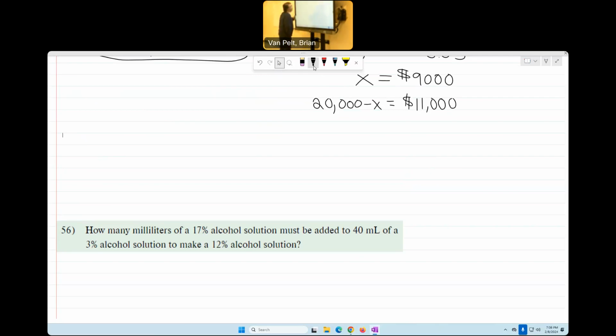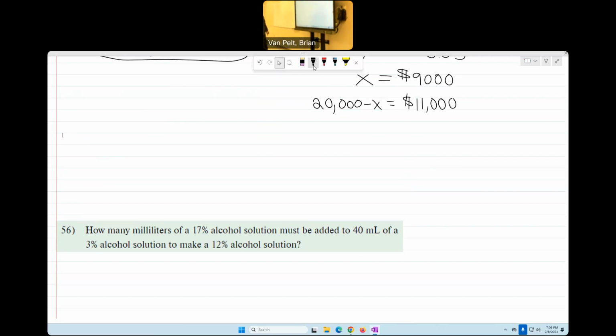So, how many milliliters? 40? You already did it. Oh, no, I was thinking. Wait, it says how many milliliters, you know what it's doing? What is it telling me this is supposed to be? X.